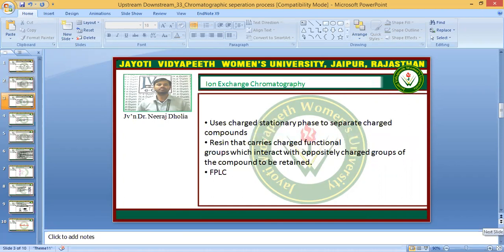It uses a charged stationary phase to separate the charged compound. We can attach a charged molecule with the opposite charge if it is immobilized in the stationary phase. So a resin carries charged functional groups which interact with oppositely charged groups of the compound to be retained. I explained that the opposite charge compounds will be retained by the stationary phase. An example is the FPLC.